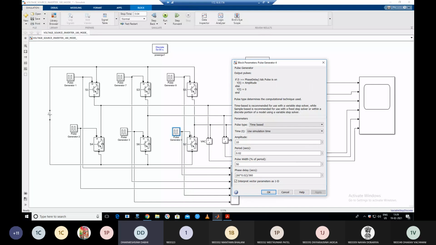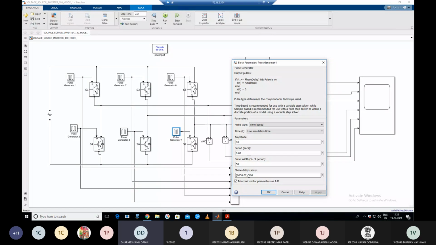gate pulse. Clear? How much duration? That is 50% of your total duration. So it means S2 starts at 60 degree and ends at 60 plus 180, which means at 240 degree. It becomes off. That you can also see in the gate pulse. Clear?